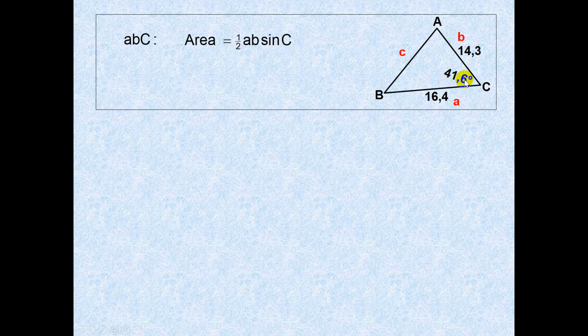Angle C is given as 41.6. We have a is 16.4 and b is 14.3. We're going to substitute that in. Type this out on the calculator and we will end up with 77.9 units squared.